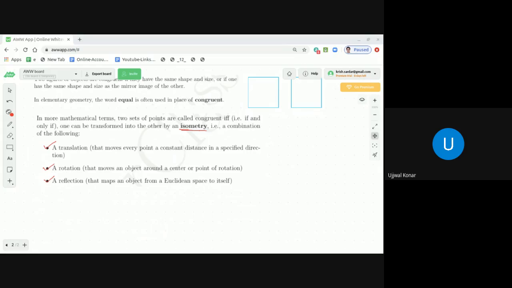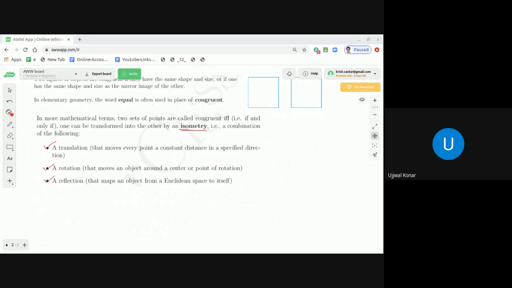Now, either object can be repositioned and reflected, but not resized, so as to coincide precisely with the other object. As I was telling, you take one 1 rupee coin and another 1 rupee coin of the same currency, and you see that their shapes are the same. One can be reflected onto the other, but they cannot be resized.